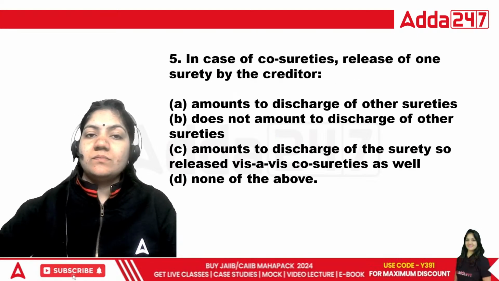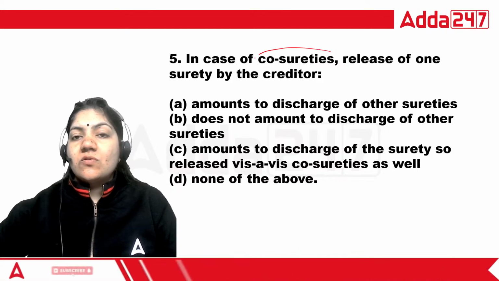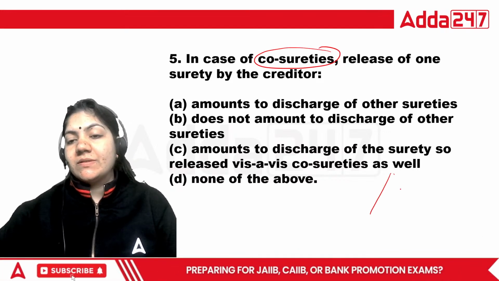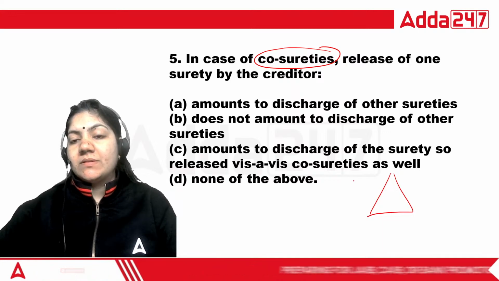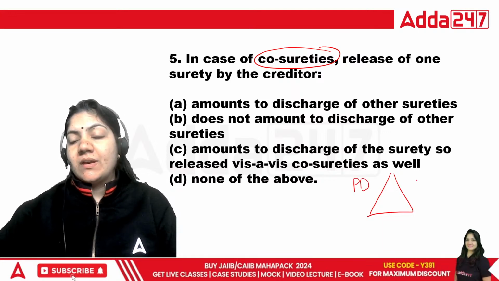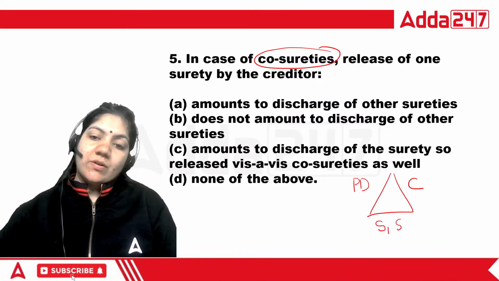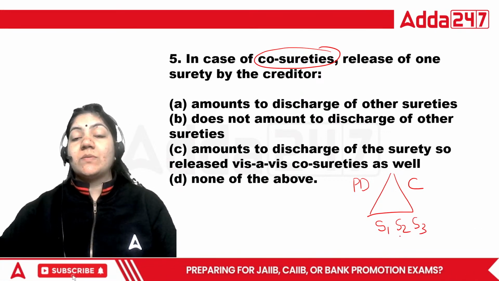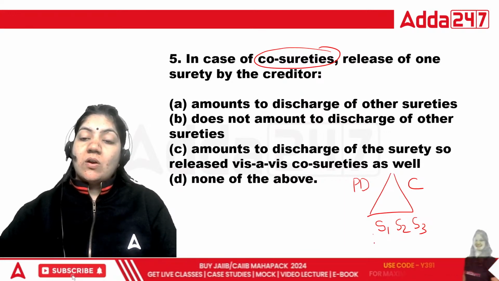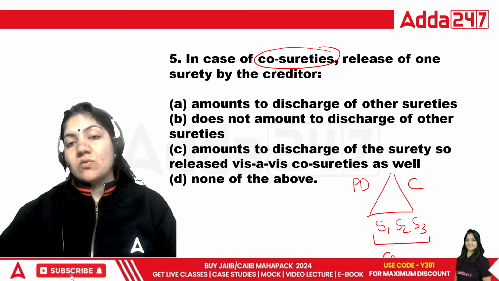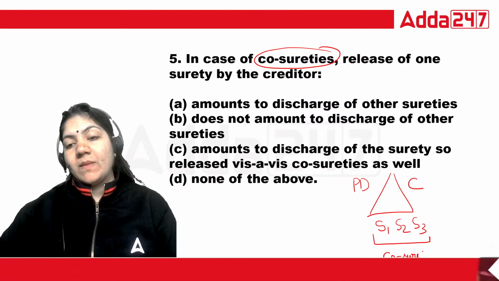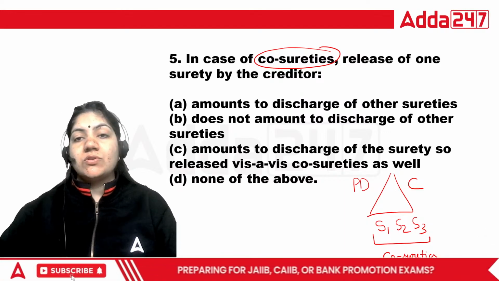Done? In the case of co-surety, co-surety means, see, this is the principal debtor, this is the creditor, this is surety 1, surety 2, surety 3. So suppose there are 3 sureties. All will be called the co-sureties.